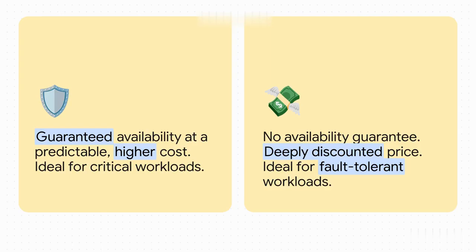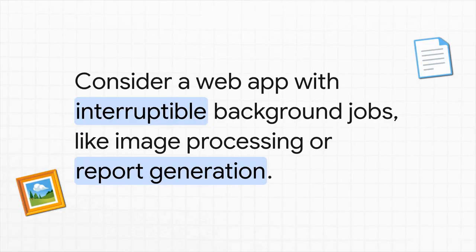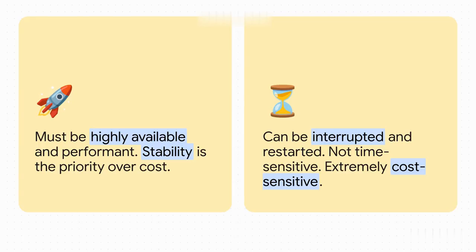So let's tie all of this together with a real-world scenario you've probably seen a dozen times. Imagine you're running a web app, and that app kicks off background jobs, things like processing images somebody uploaded or generating a PDF report. These two workloads have totally different personalities. The API has to be up 24/7. It has to be responsive, it has to be stable. Cost is important, but stability is king. The background jobs, though, can be stopped and started again. They aren't super time sensitive, and frankly, you want to run them for as cheap as humanly possible.